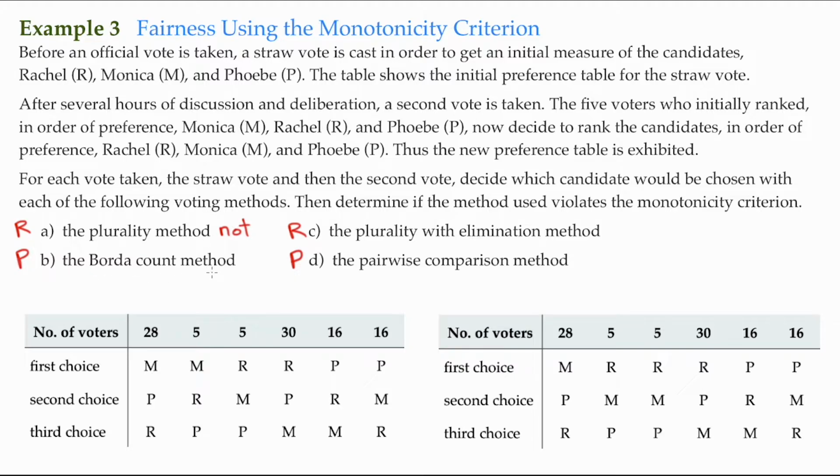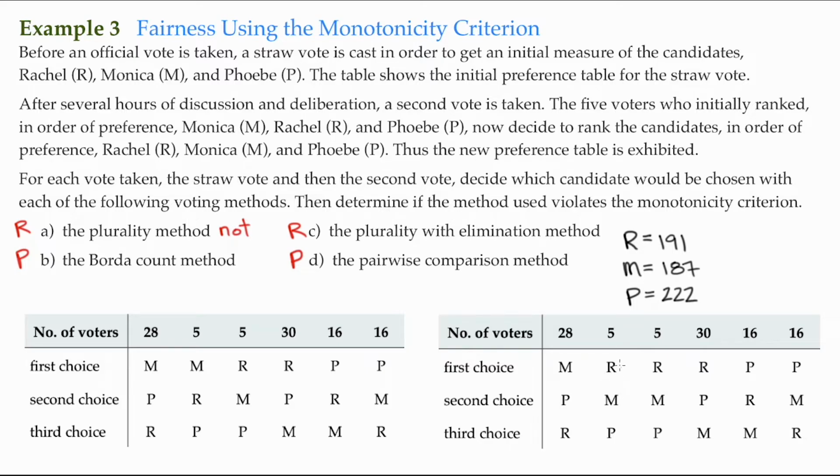So then we'll try the Borda count method. Now from the original straw vote, the original vote here, Rachel had 191 points. Monica had 187 points. Phoebe, she had 222 points. And of course, Phoebe was the winner of the Borda count method.